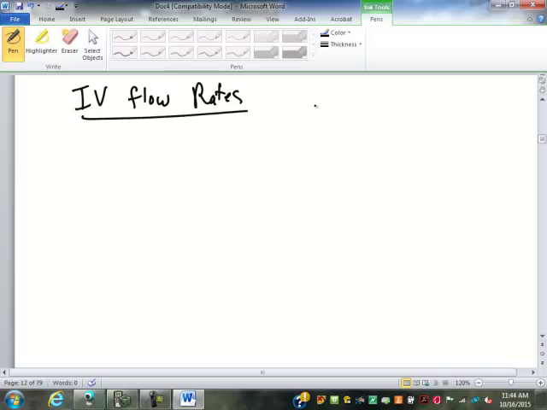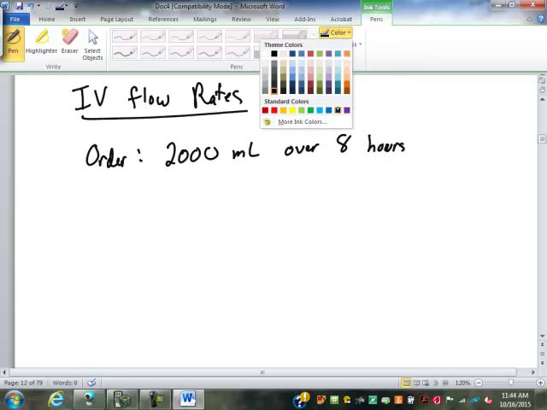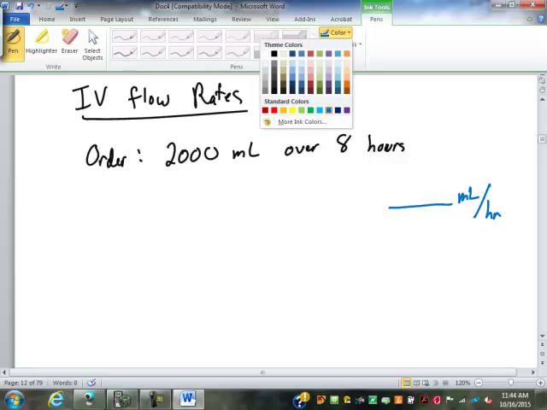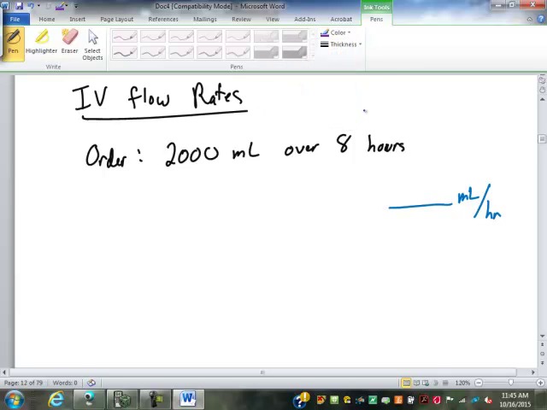So let's just start out with simple conversions of time. If we have an order for 2,000 milliliters over 8 hours, now a flow rate can be given in a lot of forms. For right now, I just want this in milliliters per hour. That's our first step. In this case, it's a simple matter of writing out the rate and converting it to a unit rate.